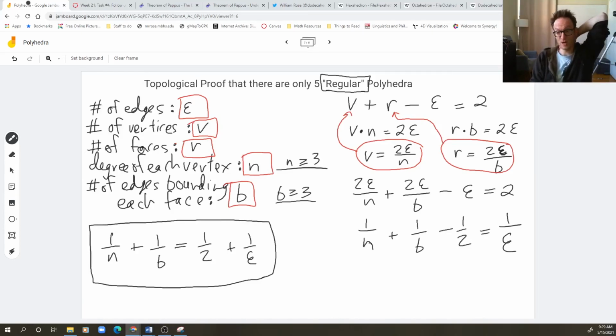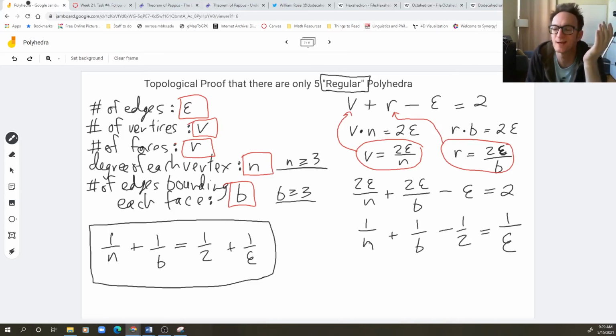And I'm just going to note, what do we have here? We have here a definitive relationship between these three quantities: the degree of each vertex, the number of edges bounding each face, and the number of edges. All the terms in this box are positive, and all of these numbers are positive. And so I now note some arithmetic facts, and these all have to be integers.